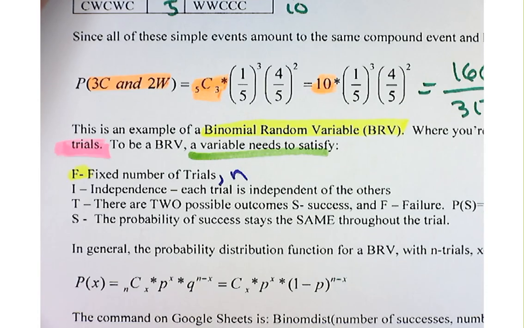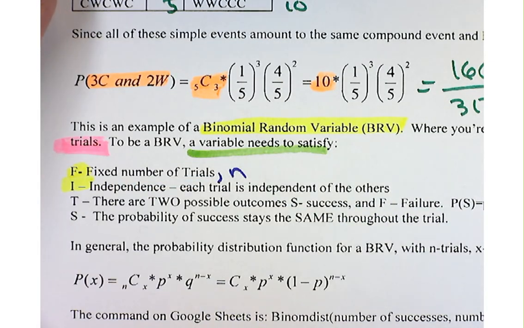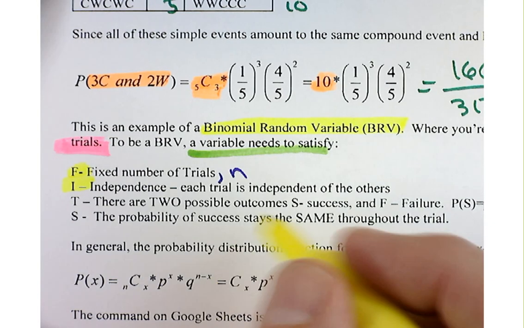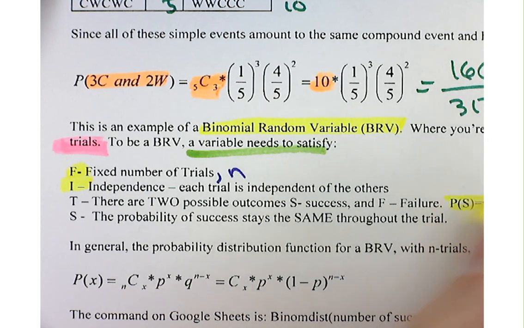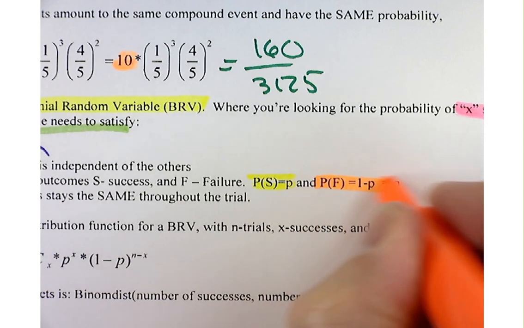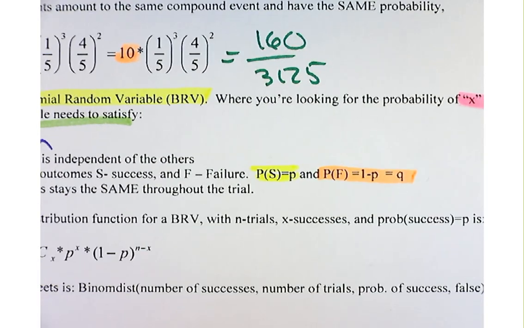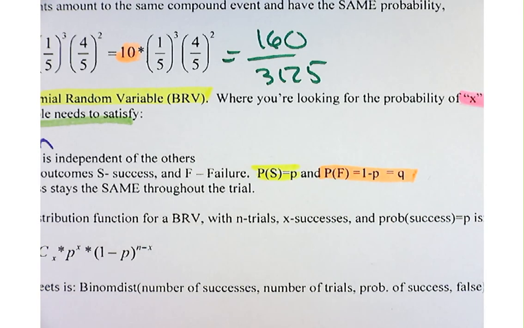The trials have to be independent of each other. That is, what happens with one trial has no effect on what happens with the other trial. There are two possible outcomes, success and failure. The probability of success is P. The probability of failure is the opposite, it's 1 minus P. A lot of times we denote that with a Q. So probability of success and probability of failure, P and Q respectively.